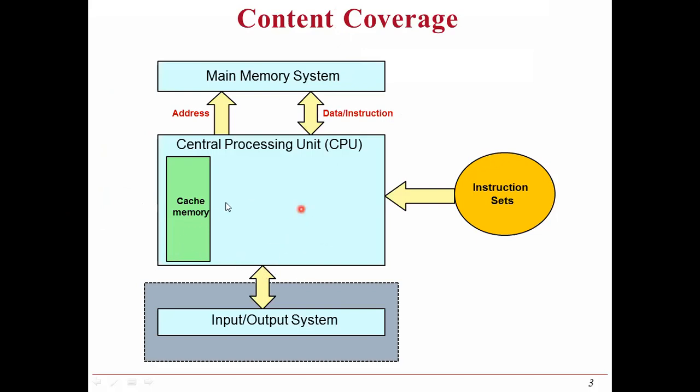If you see the computer block diagram, the main parts are here. The input output system, the central processing unit, that is the processor. In the processor, cache memory and the main memory system. Here we are giving the instruction set depending on our task which is required. That instruction set will be given to the processor.